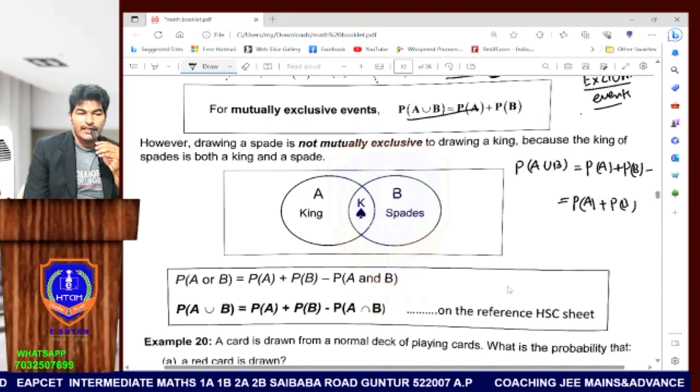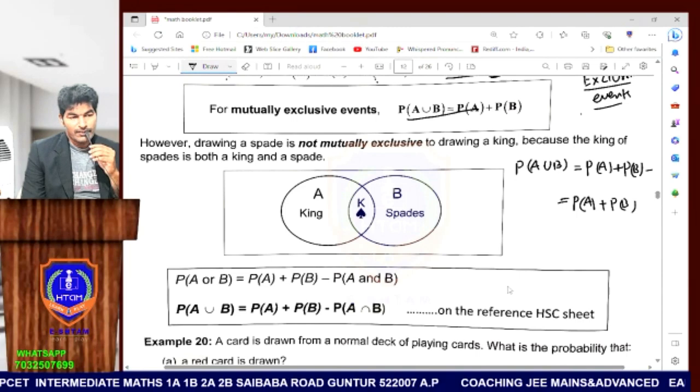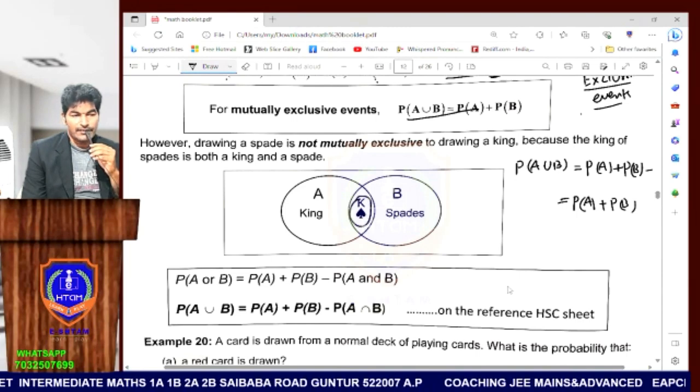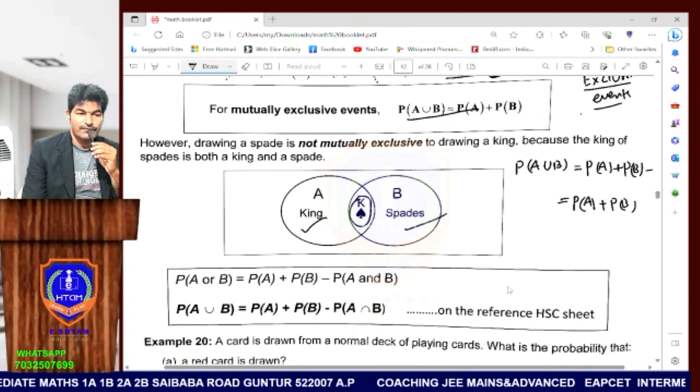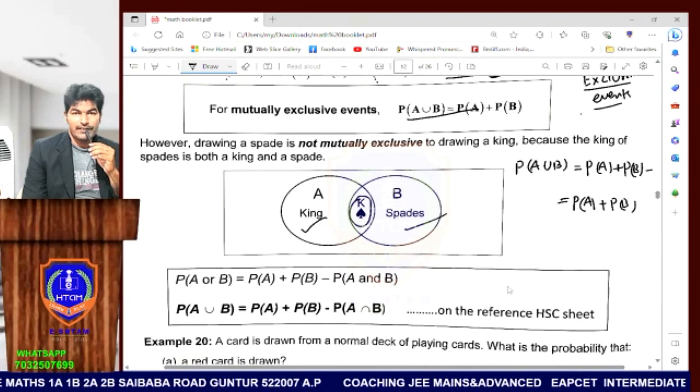For example, king and spade have a common value. What is that common value? Spade king. If A is an event of spades and B is an event of getting a king, in this kind of situation, we have a common value, that's the king of spades.